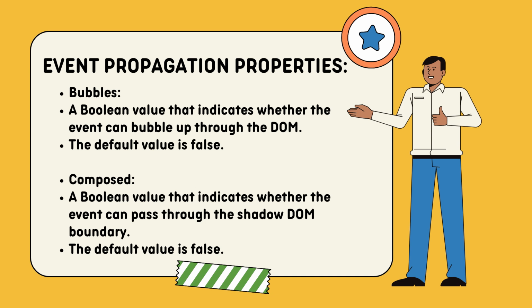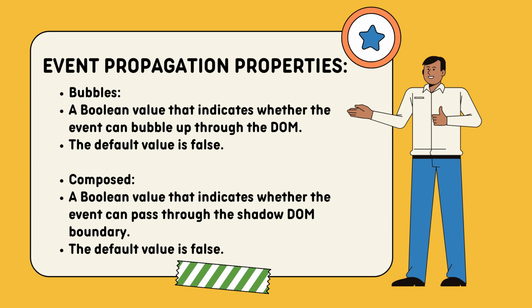Bubbles is a Boolean value that indicates whether the event can bubble up through the DOM. Here the default value is false. Composed is a Boolean value that indicates whether the event can pass through the shadow DOM boundary. The default value is false.